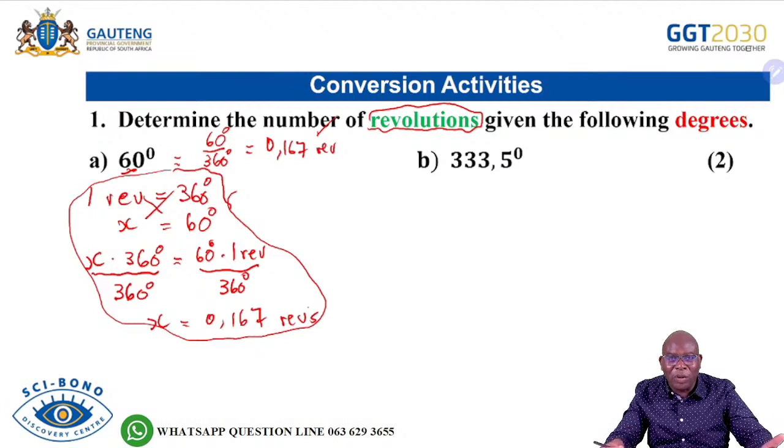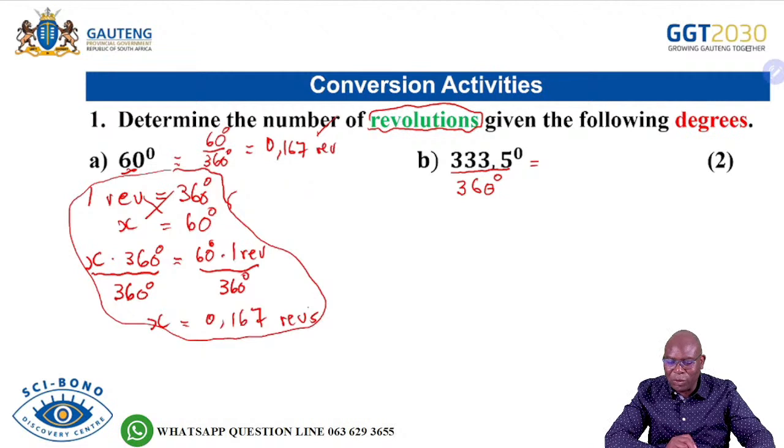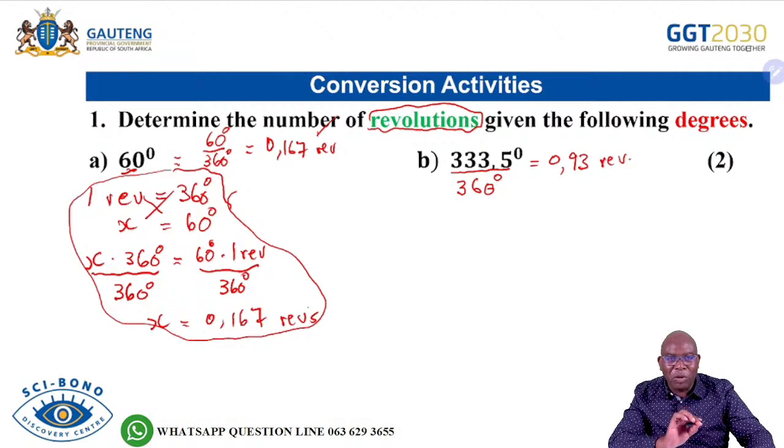So the next one is going to be easy now. We're not going to go through all this working out. We can just take the degrees that have been given and we divide this by 360 degrees, and the answer there, if I take my calculator and say 333,5 divided by 360, then what am I going to get? Then I'm going to get 0,93 revolutions. So in other words, if I'm talking revolutions, I'll just have 0,93 revolutions.